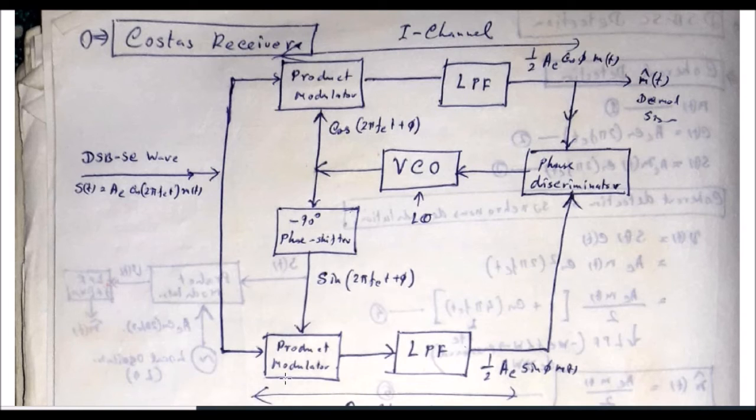If you multiply the received modulated signal s(t) with the sinusoidal term of the carrier, then you will obtain a similar expression, but after low pass filtering, in place of cos phi you will get sin phi.